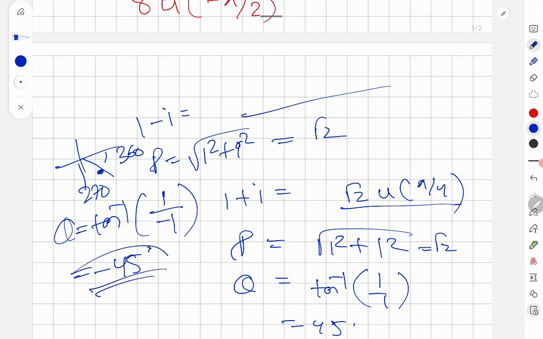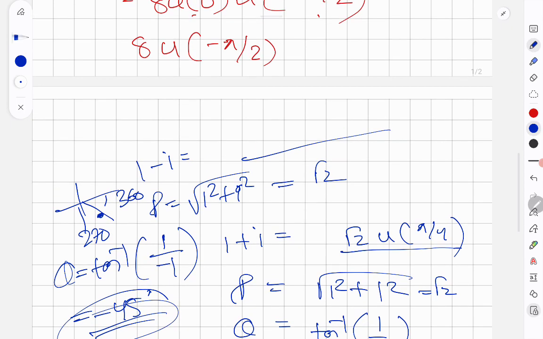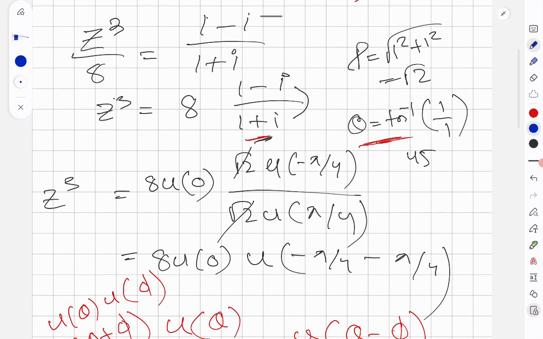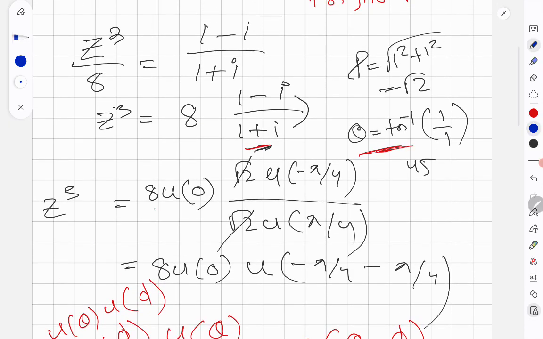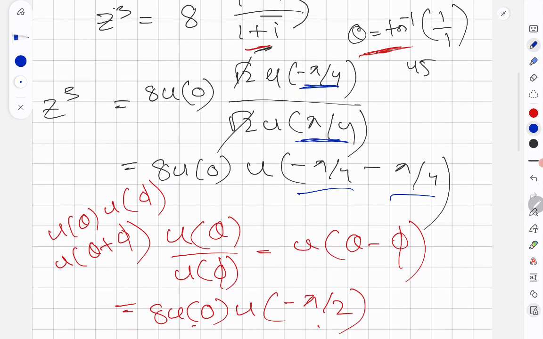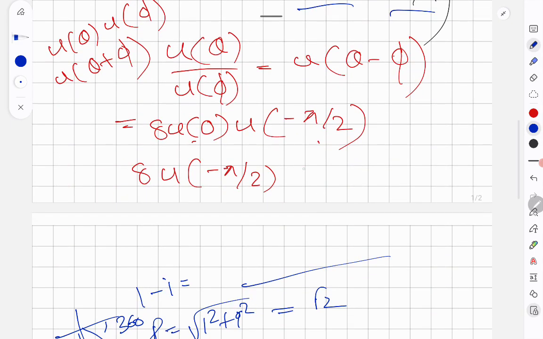So I got this one and this one. Then I substituted all this over here. 8 can be written as 8e^(i0). Then this modulus got cancelled, and this theta got added. Sorry, subtracted, since it's in divide form. So this is minus pi by 4 and this is pi by 4, so you can just take it to the opposite side, and minus pi by 4 minus pi by 4, I got minus pi by 2. Right, now I reached here.